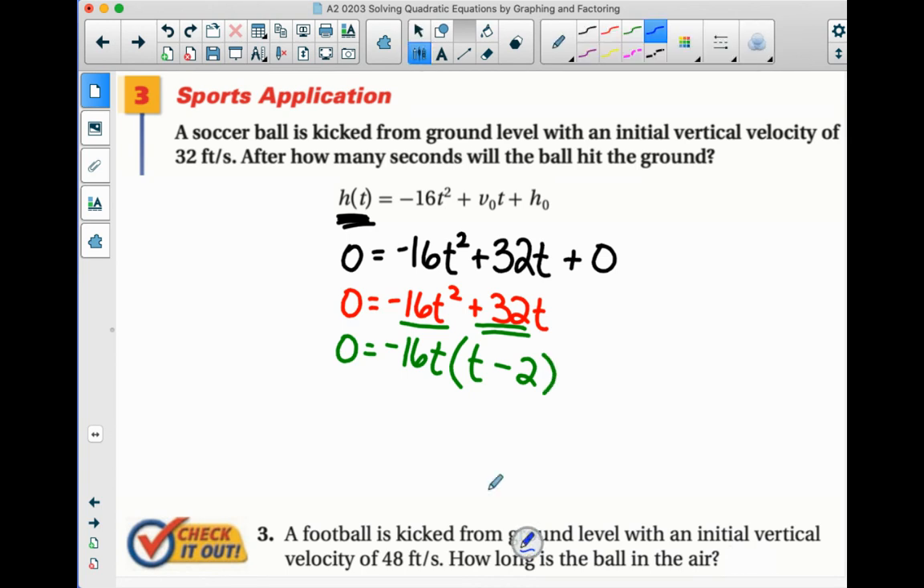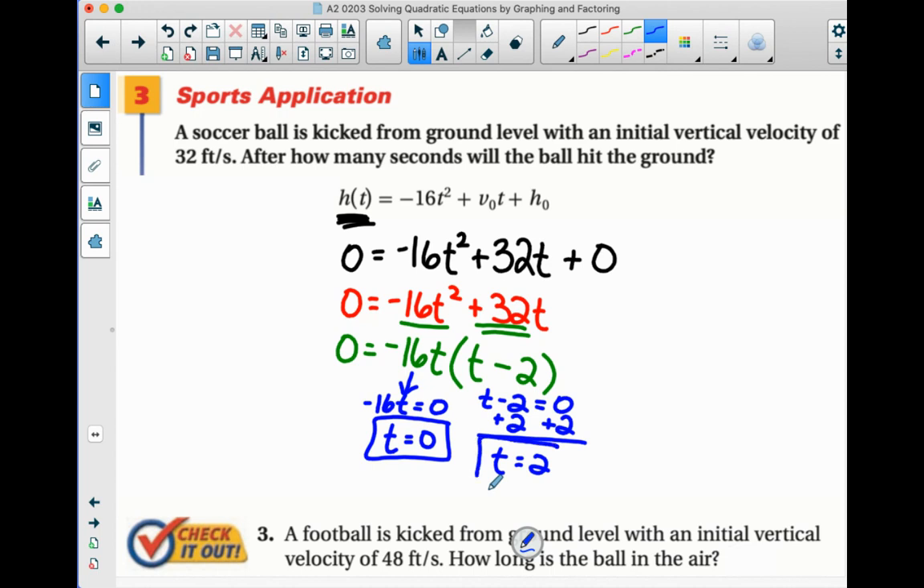And then we can do our zero product property. So this one, negative 16t equals 0. So t equals 0. And t minus 2 equals 0. You add the 2. T equals 2.